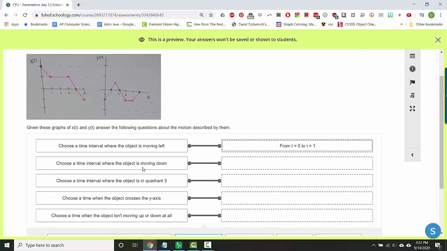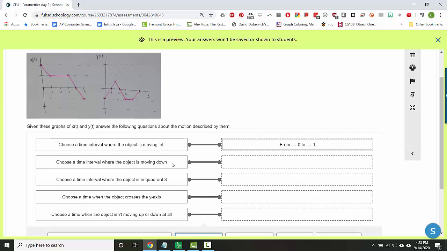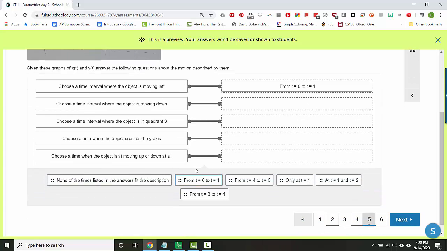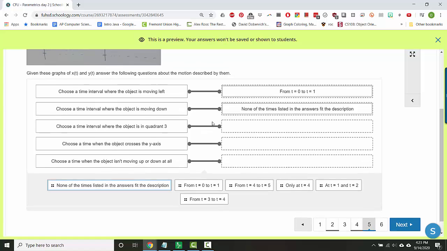So choose a time interval where the object is moving down. That would be where the y values are decreasing. So that happens from, it looks like, time equals 1.5 to time 3. I don't see any time intervals that match that, though. So I'm going to say none of the time intervals fit the description.